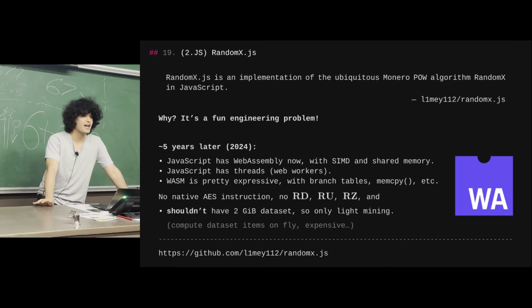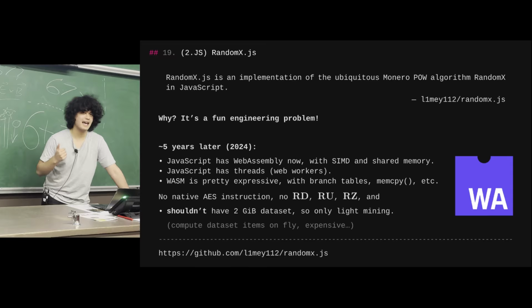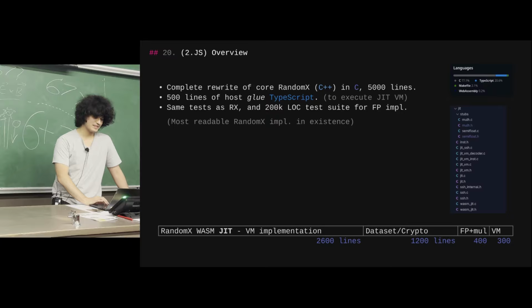A web page just can't do that. That's just irresponsible. So we're stuck to light mining. What we can allocate is 256 megabytes. We can do that. So it's an overview.